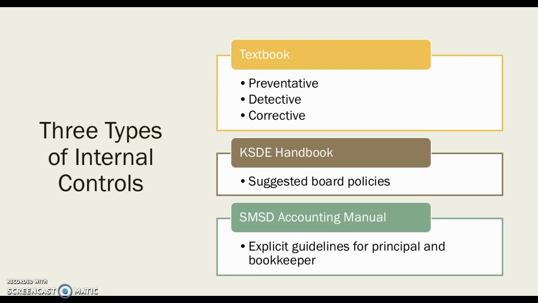The corrective guideline that is in the Shawnee Mission School District accounting manual is that a journal entry form is completed when a correction affects the cash account. A transfer form is completed when the correction is between the student accounts that don't affect the cash account.